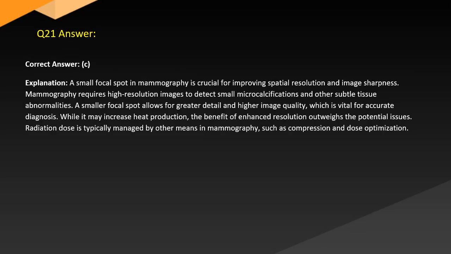Answer. Correct answer: C. Explanation. A small focal spot in mammography is crucial for improving spatial resolution and image sharpness. Mammography requires high-resolution images to detect small microcalcifications and other subtle tissue abnormalities. A smaller focal spot allows for greater detail and higher image quality, which is vital for accurate diagnosis. While it may increase heat production, the benefit of enhanced resolution outweighs potential issues. Radiation dose is typically managed by other means in mammography, such as compression and dose optimization.